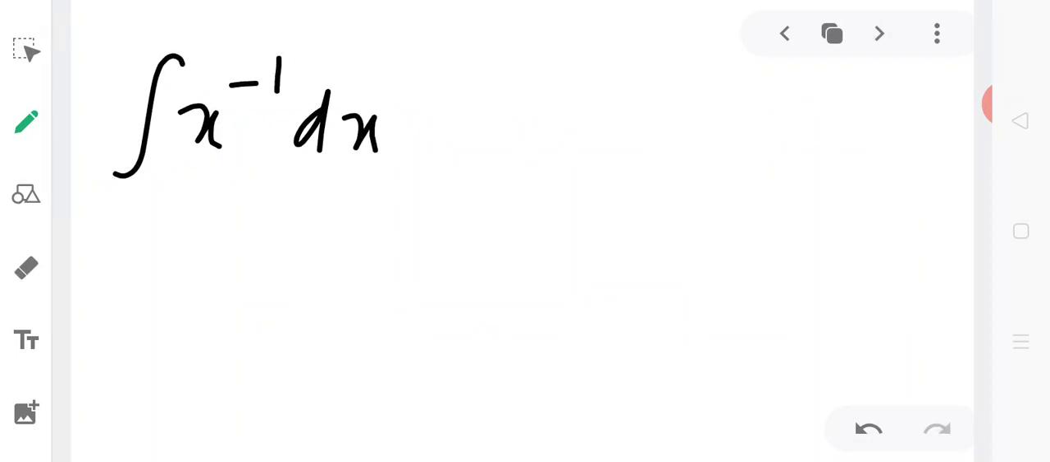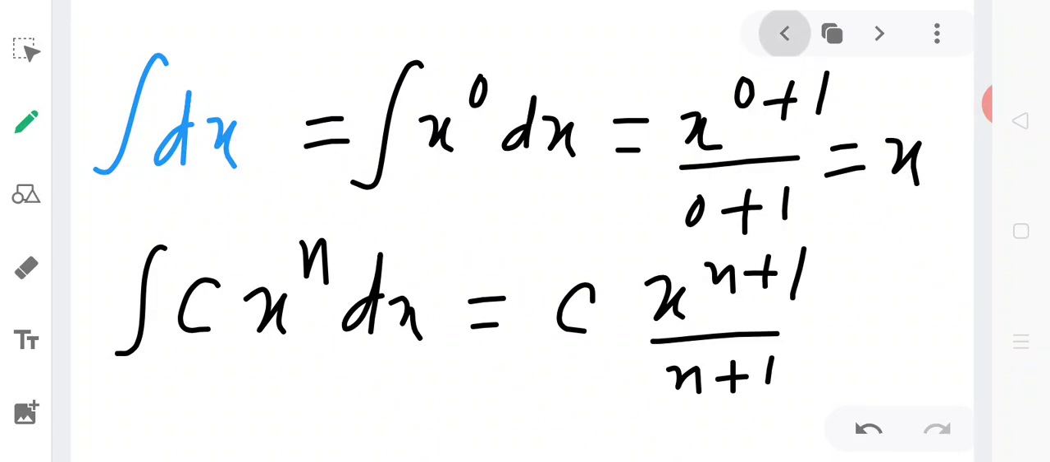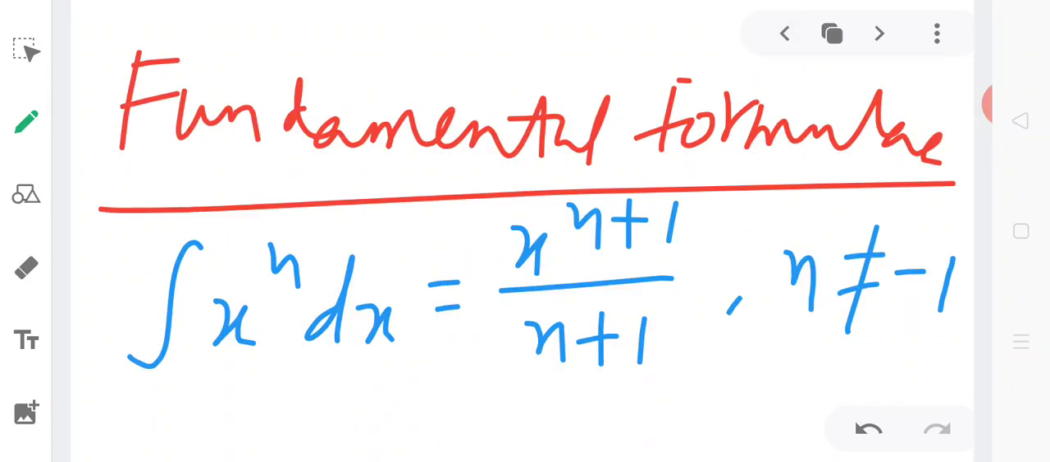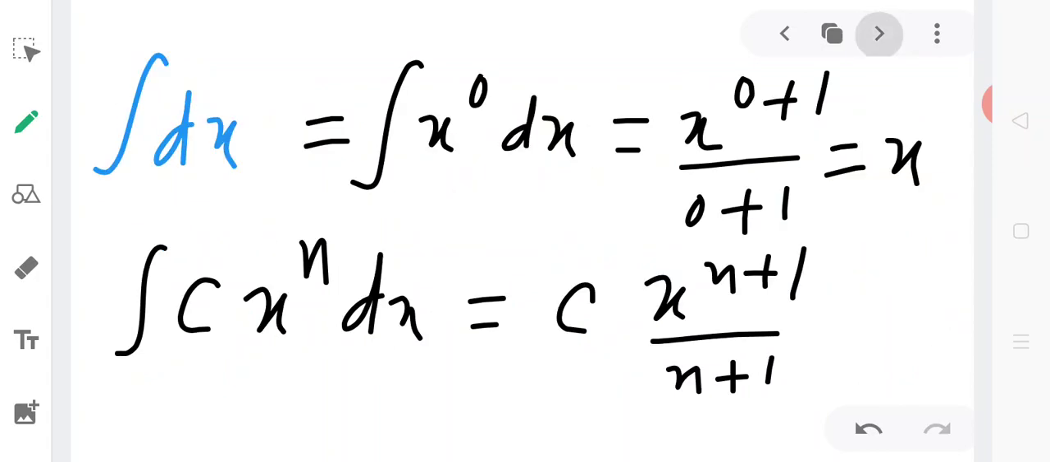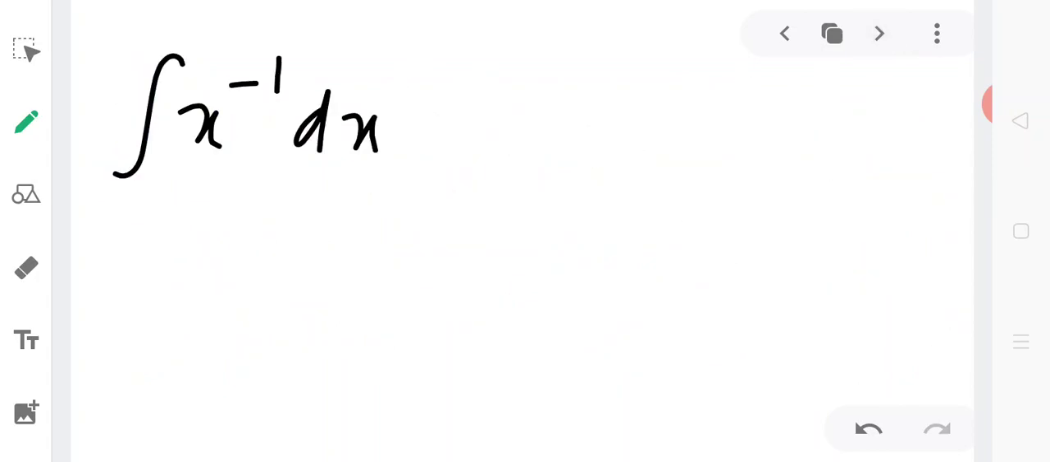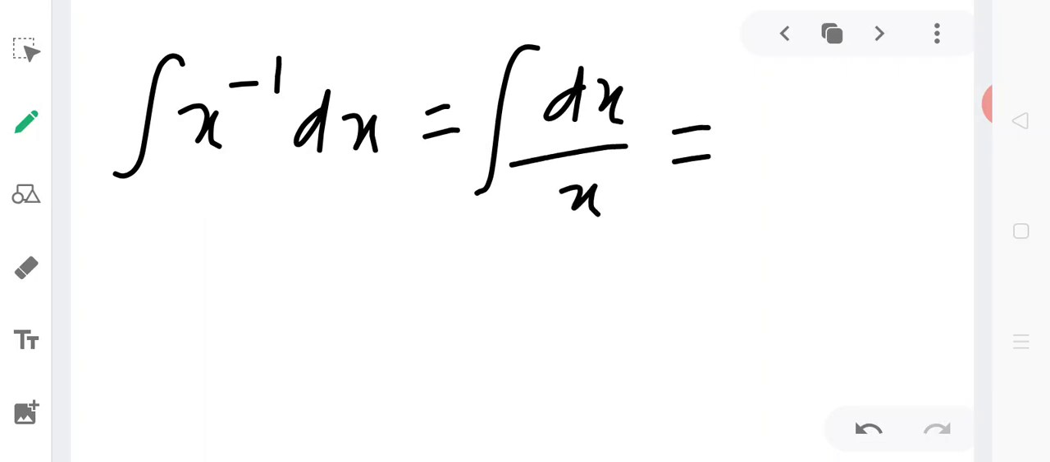Suppose we have to find out the integral of x to the power minus 1. Then obviously we cannot use the previous expression, because in the formula itself it has been mentioned that n cannot be equal to minus 1. So what about this expression? Integral x to the power minus 1 dx. This can be written as integral dx by x, and the result is actually log x.